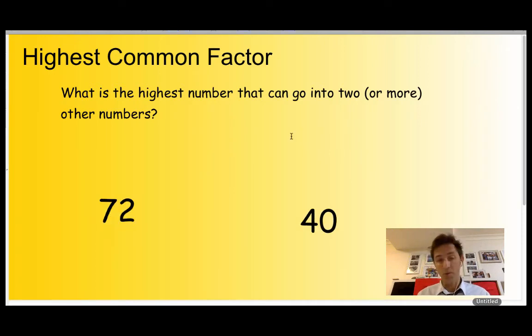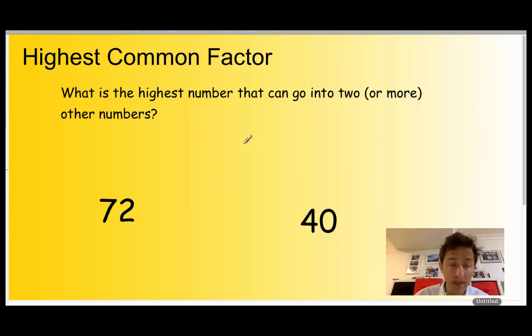What about this? This is a good one. 72 and 40. What is the biggest number that can go into these two numbers? What is the highest common factor of these two numbers? You've got to do some experimenting. Why don't you have a go? You pause me, see if you can find the biggest number that goes into 72 and that goes into 40. Pause me and have a go, then we'll do it together.